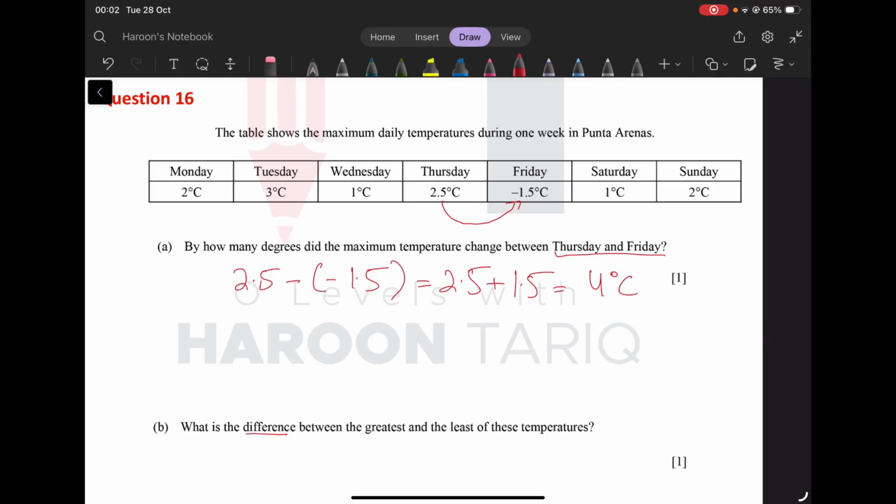What is the difference between the greatest and the least of these temperatures? So the biggest temperature in positive, the highest, that would be this 3 degrees Celsius. In negative, the lowest, that is minus 1.5. So 3 minus, this is because of the difference, and now I need to put minus 1.5 in a bracket. So this becomes 3 minus times minus is plus 1.5, which is equal to 4.5 degrees Celsius. This is the answer.